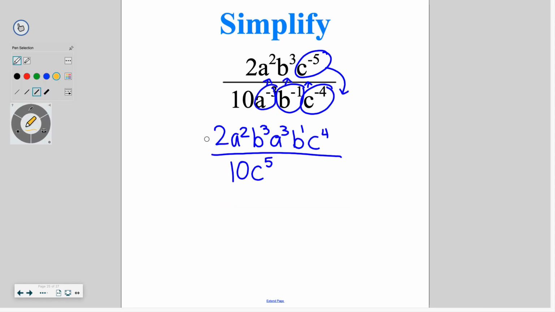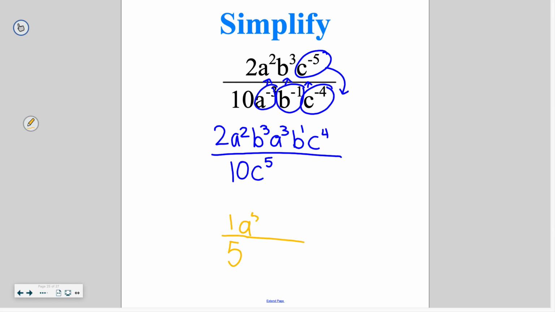So I've got 2 over 10, which is going to give me 1/5. I've got a to the 2nd and a to the 3rd, giving me a to the 5th. I've got b to the 3rd and b to the 1st, giving me b to the 4th. And then I have c to the fourth and a c to the fifth on the bottom. Remember, if you're dividing, you're subtracting exponents, which gives me c to the negative first. 4 minus 5 is negative 1.